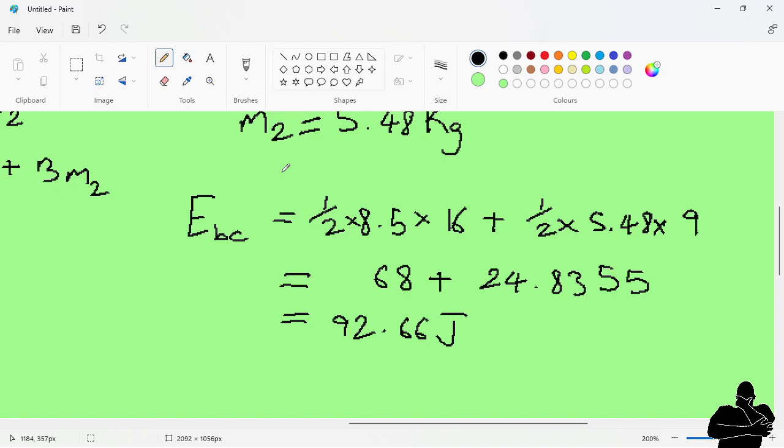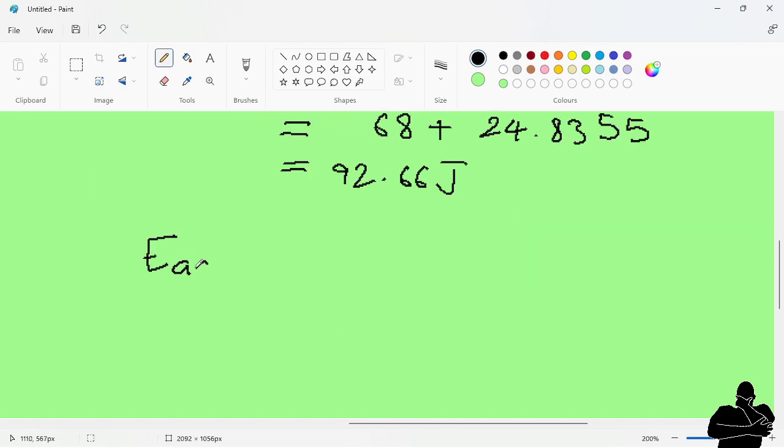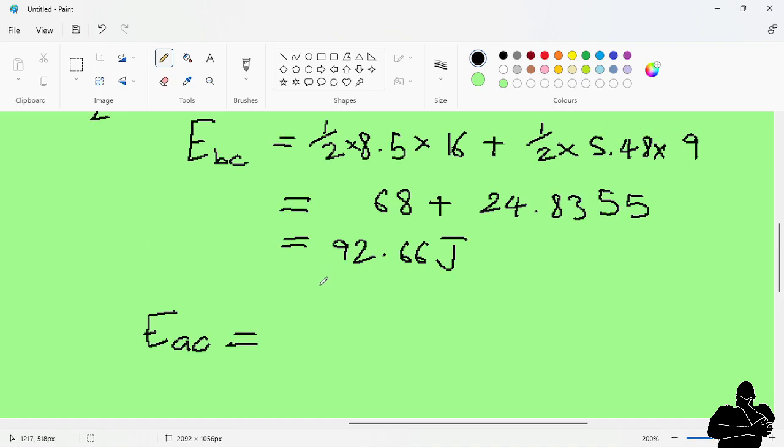You could find out if the collision is elastic from other things, but for this question, we're just going to calculate the energy after the collision and then compare it to the energy before the collision. If they're the same, then the collision is elastic. If they're not the same, the collision is inelastic. So let's get into calculating the energy after the collision. Energy after the collision, EAC, is going to be the same mass.